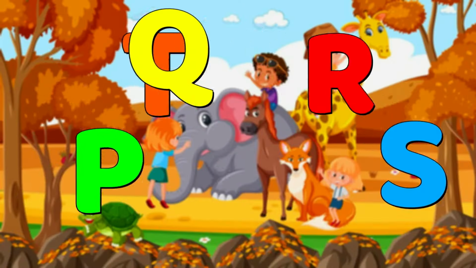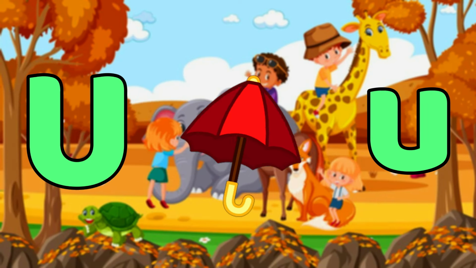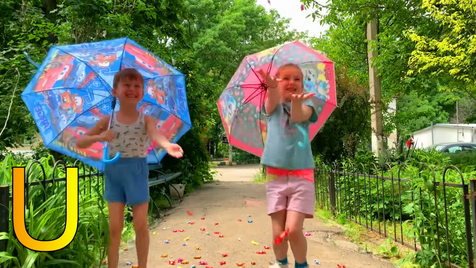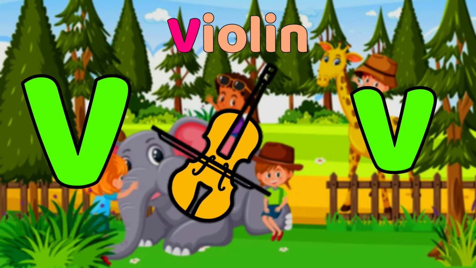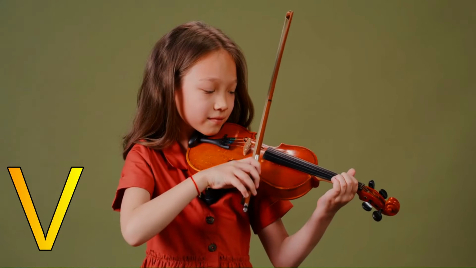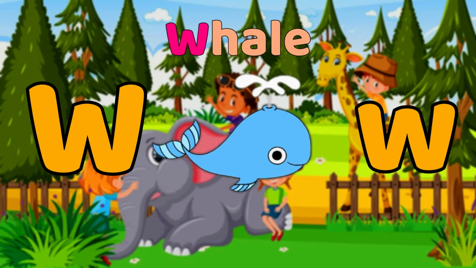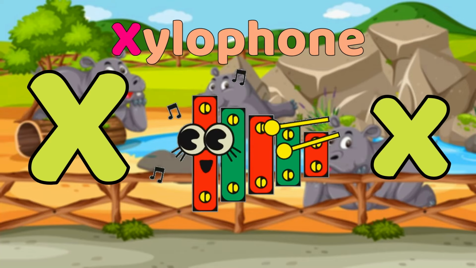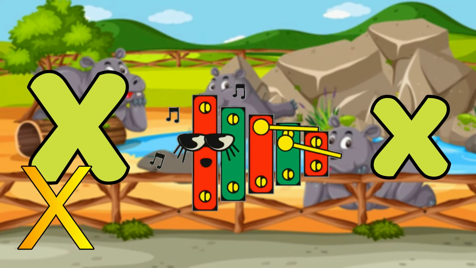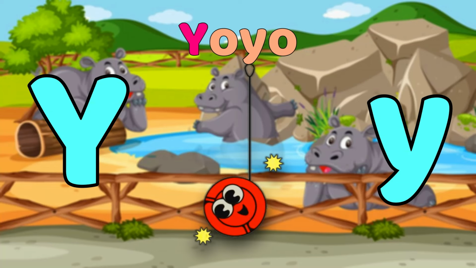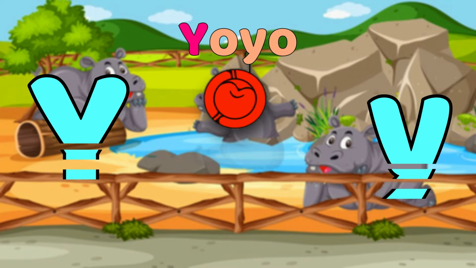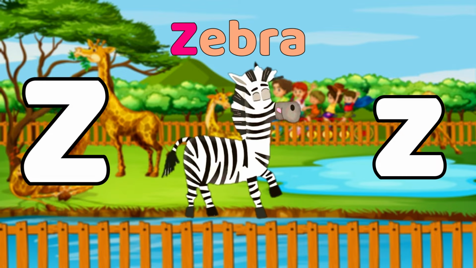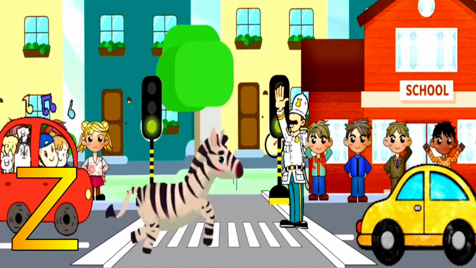T is for tiger. U is for umbrella, umbrella, U, umbrella. V is for violin, V, violin. W is for whale, W, whale. X is for xylophone, X, xylophone. Y is for yo-yo, Y, yo-yo. Z is for zebra, Z, Z, zebra. The kite.